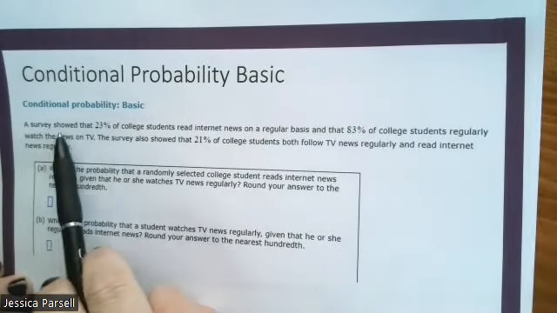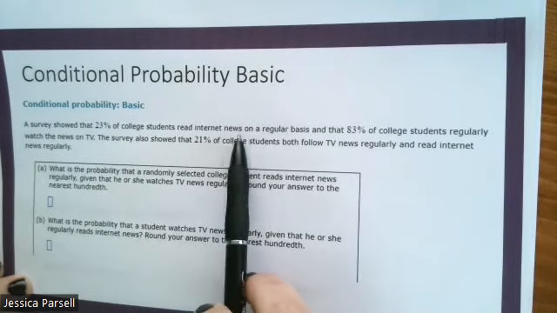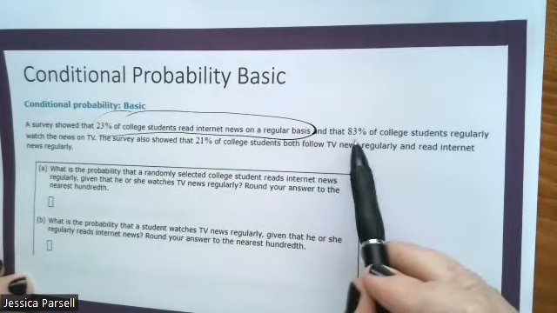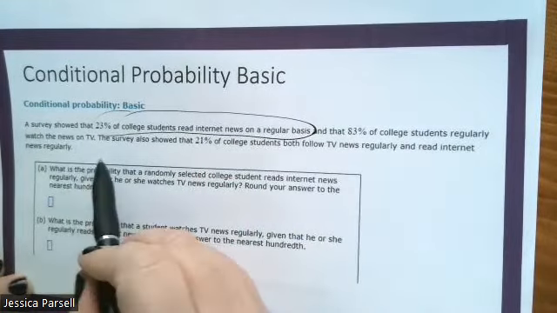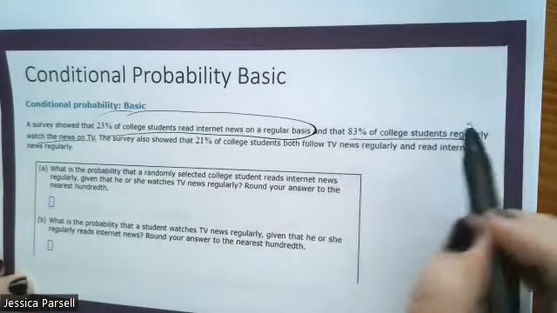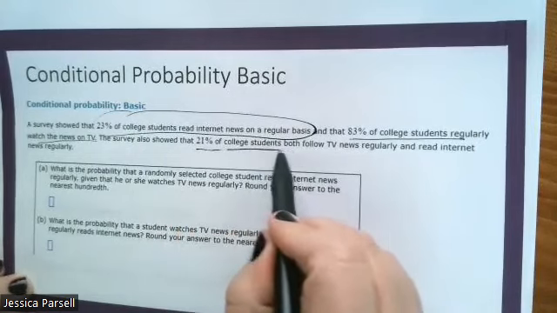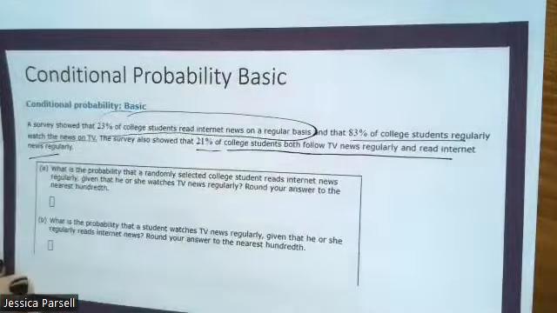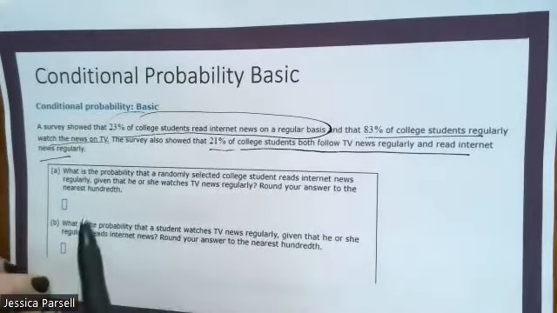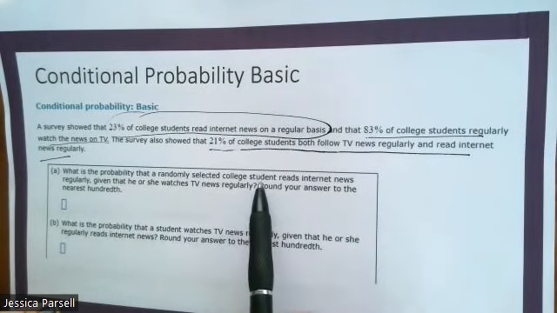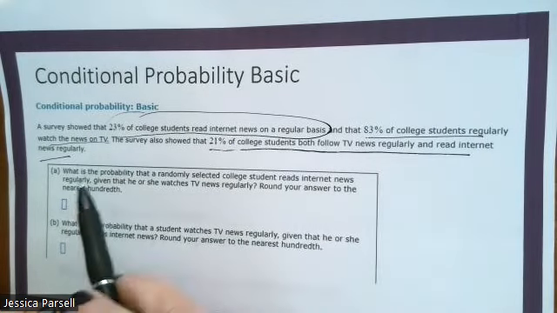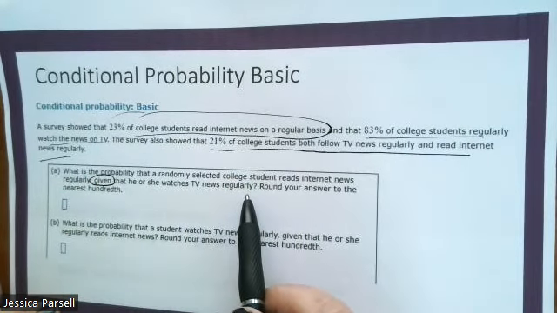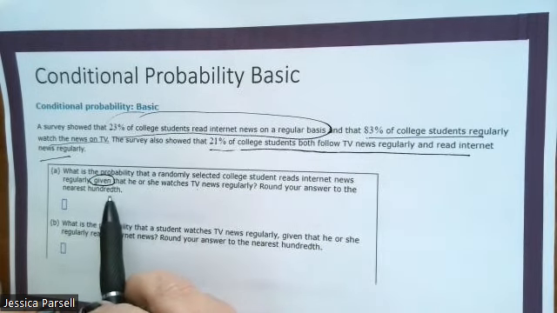Okay, last problem. A survey showed that 23% of college students read internet news on a regular basis. And 83% of college students regularly watch the news on TV. And the survey also showed that 21% of college students both follow TV news regularly and read the internet news regularly. Okay, we got a couple questions to finish us off here. What is the probability that a randomly selected college student reads internet news regularly, given, whoop, there's that word, that he or she watches TV news regularly? Round your answers to the nearest hundredth.